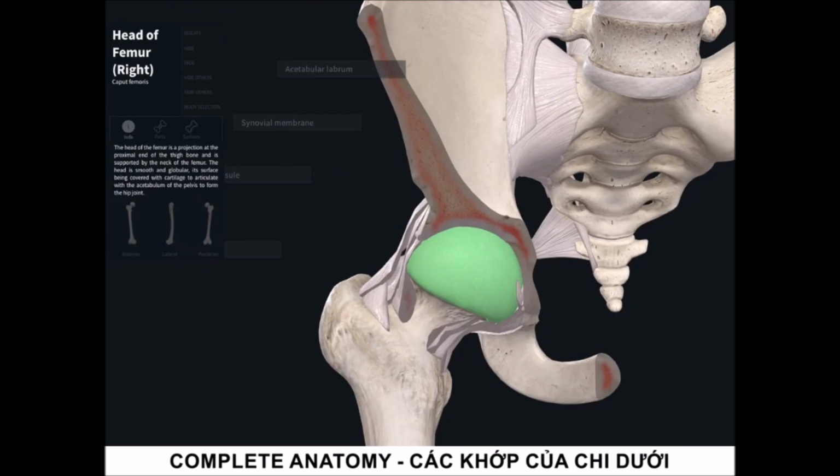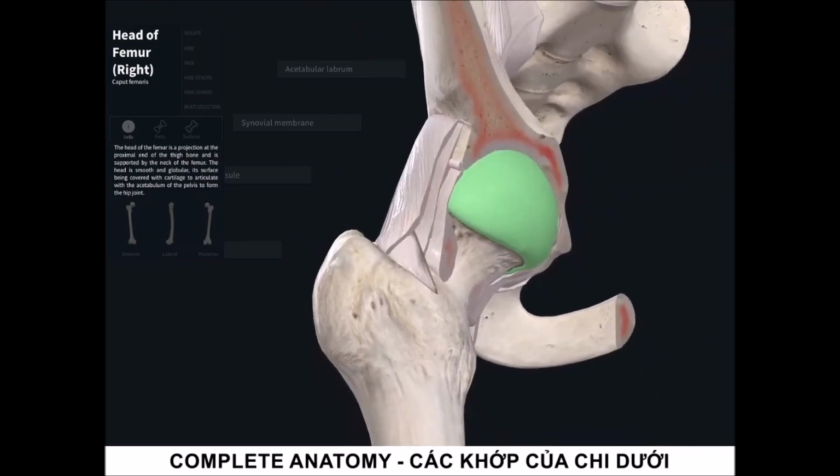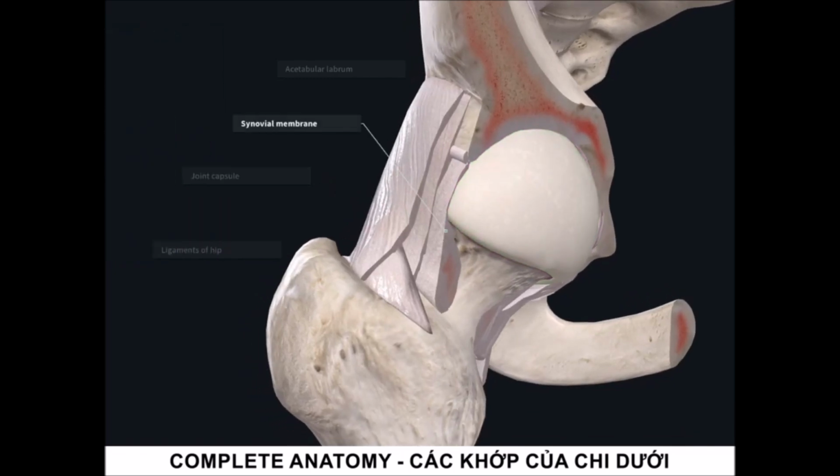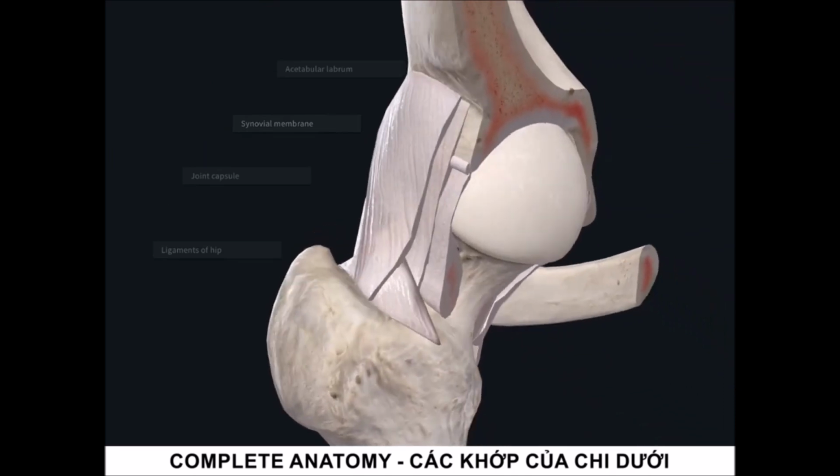The hip joints themselves are enclosed within strong joint capsules, which have two layers, a loose external fibrous layer, sometimes called the fibrous capsule, and an inner synovial membrane. The loose fibrous layer is then surrounded by the ligaments of the hip.